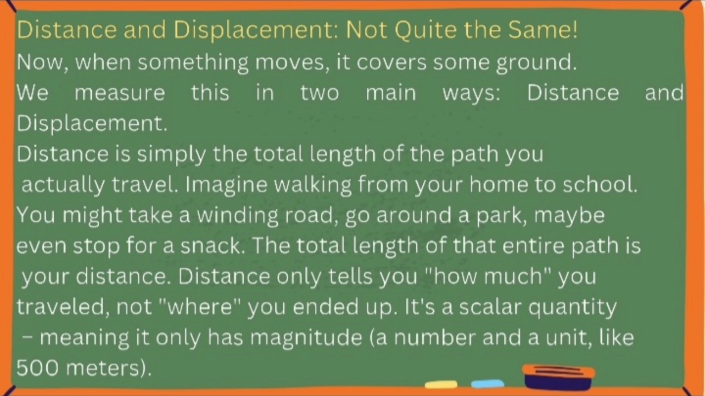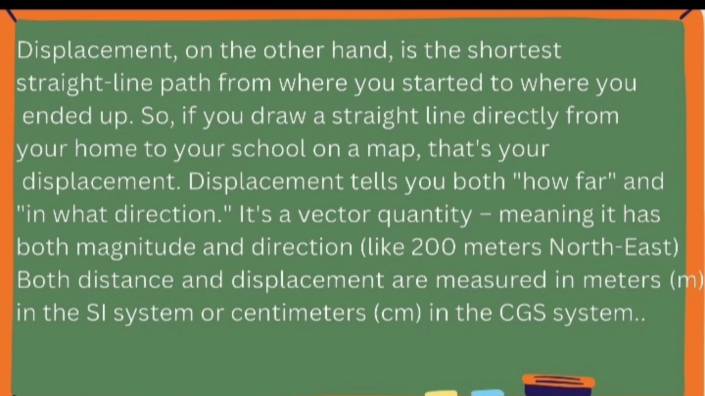It's a scalar quantity, meaning it only has magnitude, a number and a unit, like 500 meters. Displacement, on the other hand, is the shortest straight line path from where you started to where you ended up. So if you draw a straight line directly from your home to your school on a map, that's your displacement. Displacement tells you both how far and in what direction. It's a vector quantity, meaning it has both magnitude and direction, like 200 meters northeast. Both distance and displacement are measured in meters in the SI system or centimeters, cm, in the CGS system.